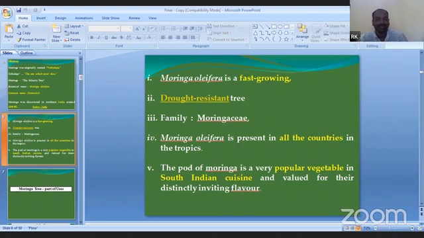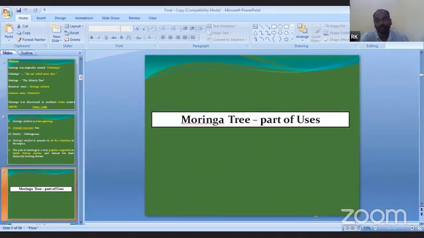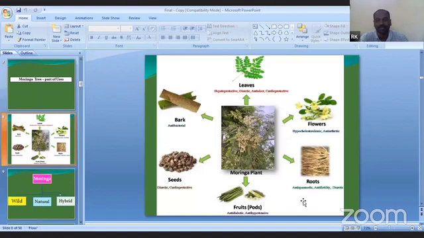I said that. Okay. Then, Moringa tree parts and uses. What are the parts and uses? Why do we say Moringa is a miracle tree? Each and every part of the Moringa is useful.